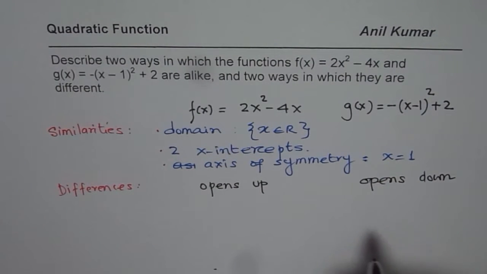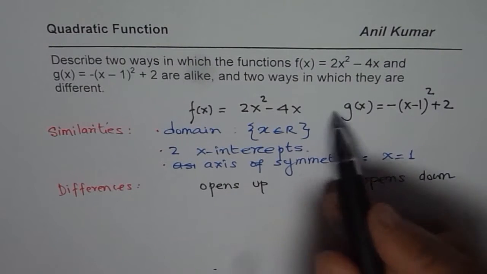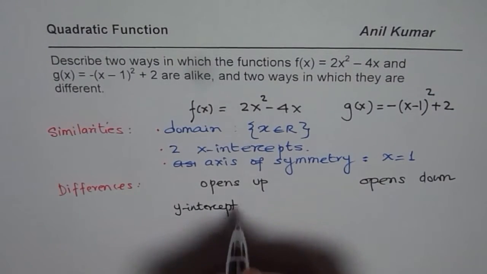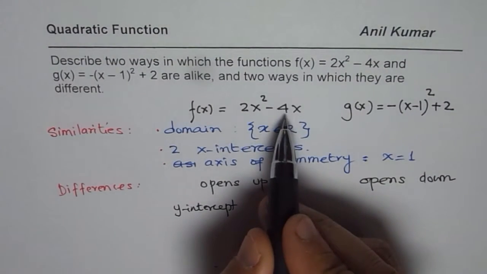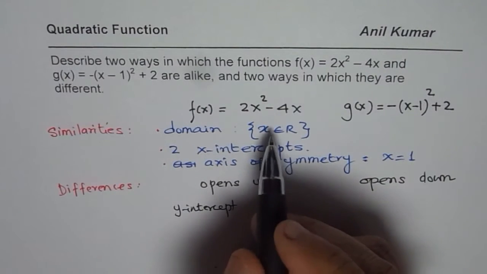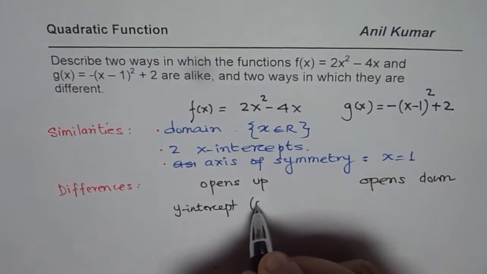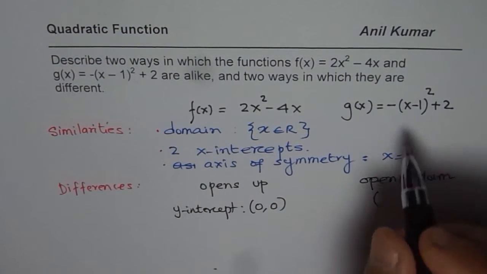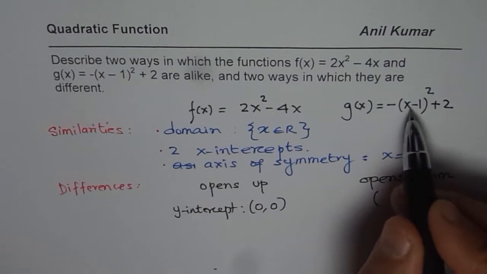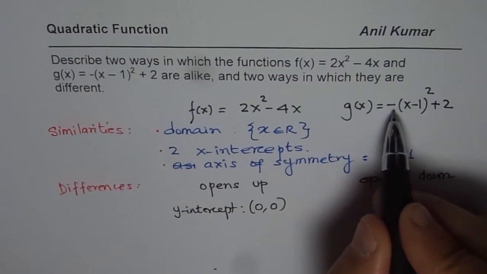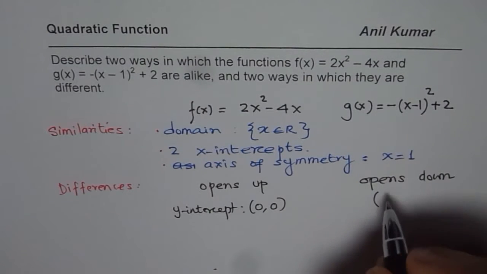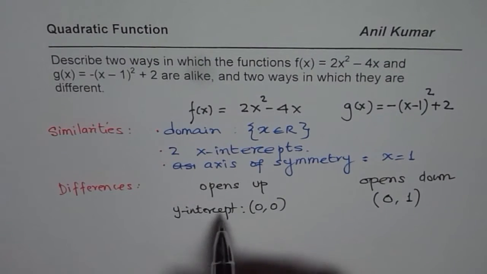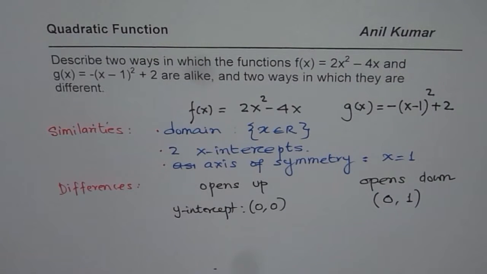The other we could say is about the y-intercept. So here the y-intercept is what? If I put x equals 0, the y-intercept is something very easy to calculate. So if I put 0, we find that the y-intercept is (0, 0) in this case. And here, if I put x equals 0, what do I get? I get minus 1 squared, which is positive 1, times minus 1, I mean minus, so 2 minus 1. So at x equals 0, the y value is 1. So their y-intercepts are different.